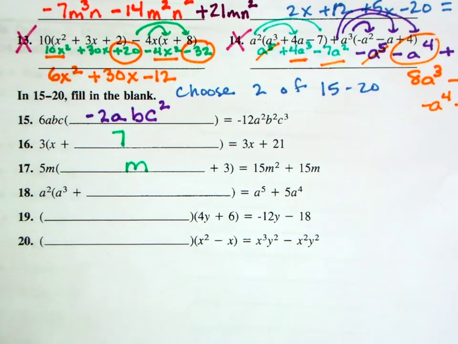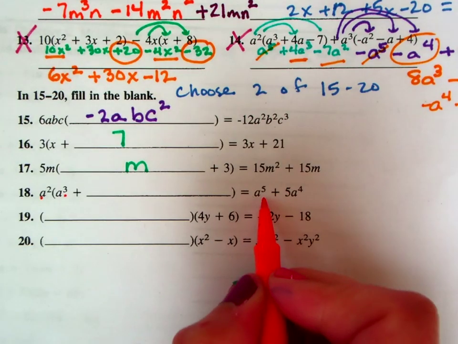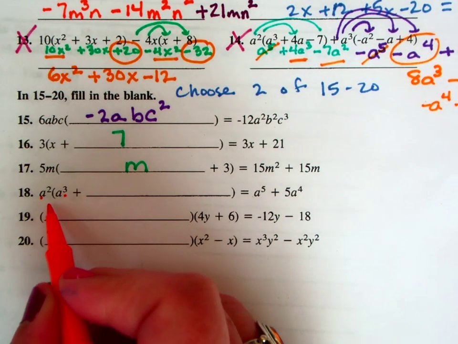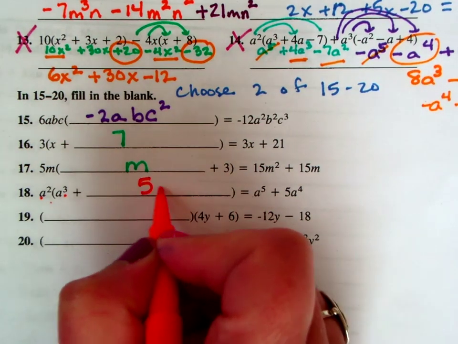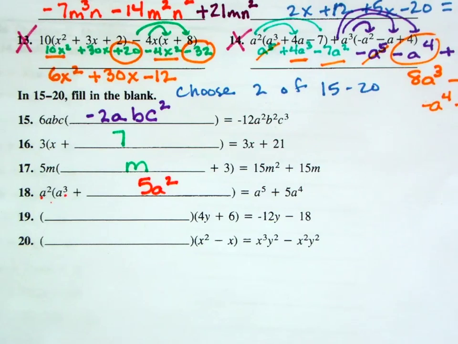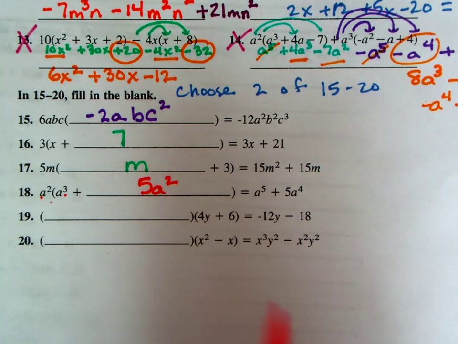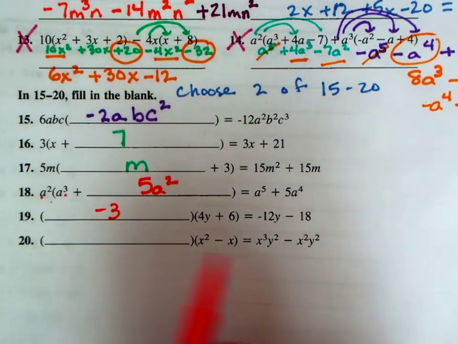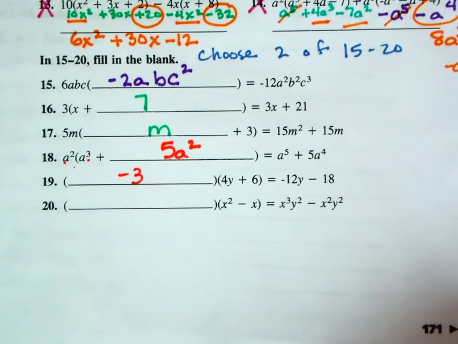Again, in 18, this one's also relatively self-explanatory. A squared times a to the third does give me a to the fifth. So a squared times what would give me 5a to the fourth? It would be 5a squared. Now, this one gets a little bit trickier, but not actually by much, because 4y times what would give me negative 12y? It's a negative 3, and you'll notice that negative 3 times 6 also gives me negative 18. So I'm done with that problem.